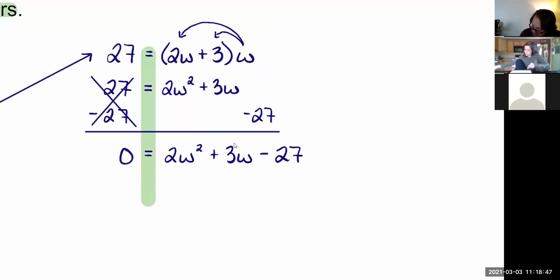So that was step 1. Move all terms to one side accordingly to set the equation equal to 0. Step 2, factor. What do we always check for first when we factor? Greatest common factor, not like terms. Greatest common factor. Is there one that we can take out of 2w squared, 3w, and negative 27?